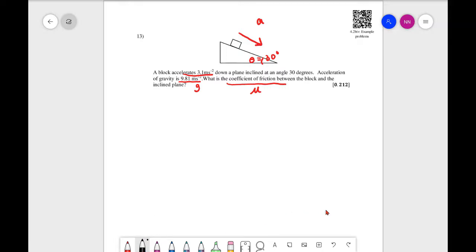So the block has weight vertically downward, and since it is on a surface, it has a normal force at 90 degrees to the plane. Then it moves down the plane, and the plane has friction. That means the friction is up the plane, because the direction of friction is always opposite to the direction of motion.